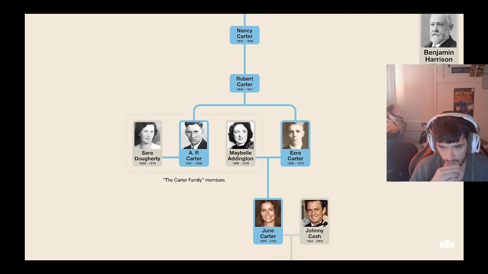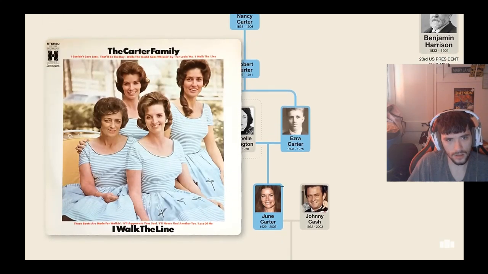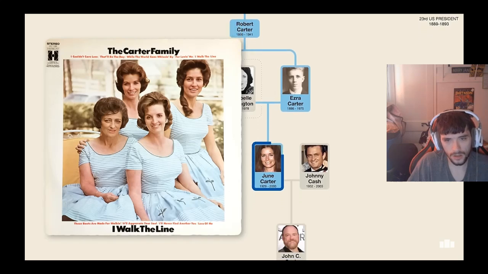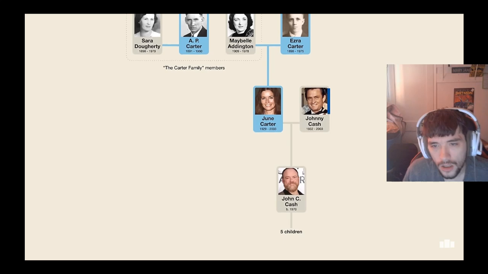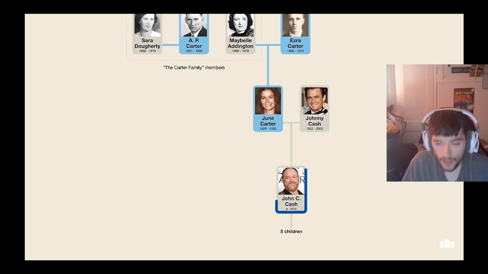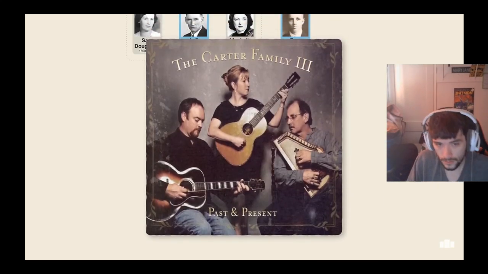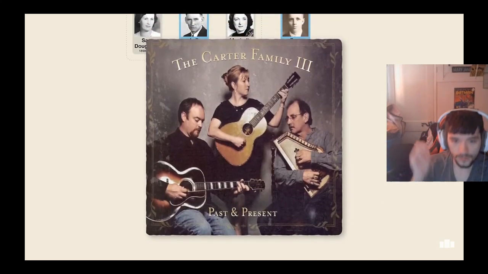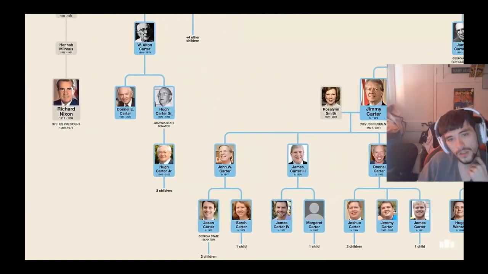After the original Carter family disbanded in 1944, Maybelle, now known as Mother Maybelle, continued to record music with her daughters, one of whom was named June Carter. In 1968, she married one of the greatest country music stars of all time, Johnny Cash. They were married for 35 years and had one child, John C. Cash, who in 2010 joined together with some of his cousins to record an album under the name The Carter Family 3.